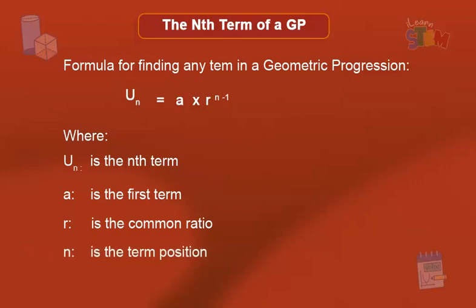Just like in arithmetic progression discussed in lesson 14. The nth term formula allows us to find any term without listing all the previous terms. Let us now look at some examples applying this formula.